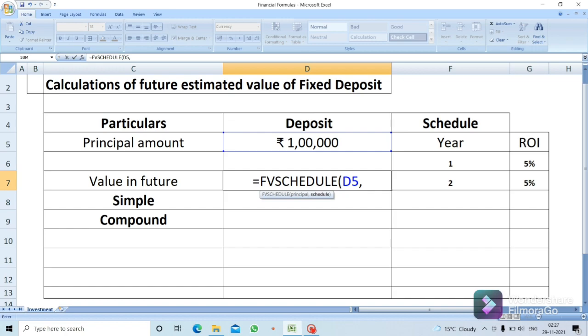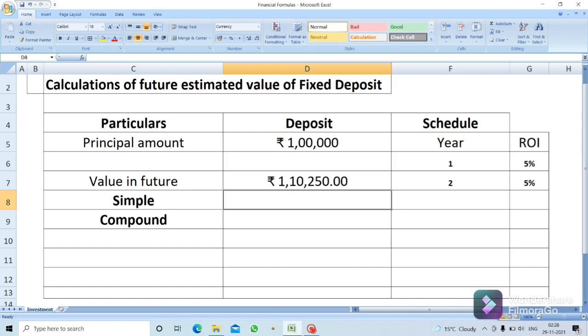Then I will enter the rate of interest I will be getting with the bank, and the number of years. In this example, I have taken the FD only for 2 years. Then I will select the cell G6 and G7, close the parenthesis and press the enter button. Then after 2 years, I will be getting the total amount as 1,10,250 rupees.